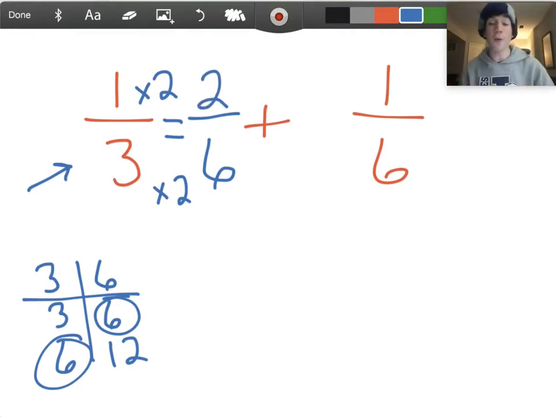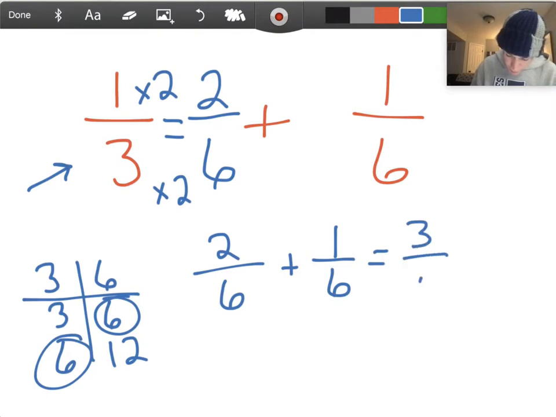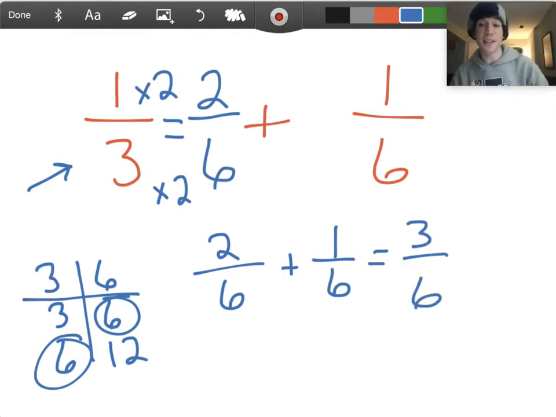Now, remember before we said that 1/3 is double 1/6, or 1/6 is half of 1/3. So it's going to be double the amount. 1/3 is the same as 2/6. Now, at this point, I know that 2/6 plus 1/6 is equal to 3/6. I have 2 of these sixth pieces. I have another 1 of these sixth pieces. Altogether, I have 3 of these sixth pieces.